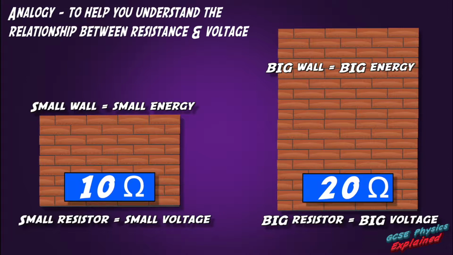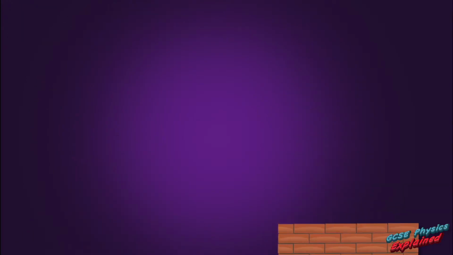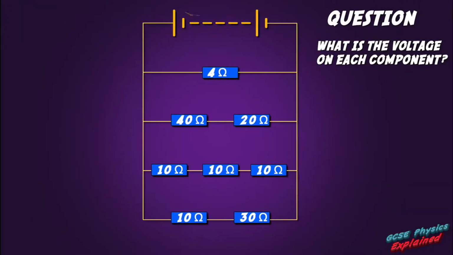Remember, an analogy is something that we use to say one thing's like another thing. It's not actually another thing. But if the analogy helps you to remember, then great. Here's a question for you to try to make sure you understand. What is the voltage on each component?